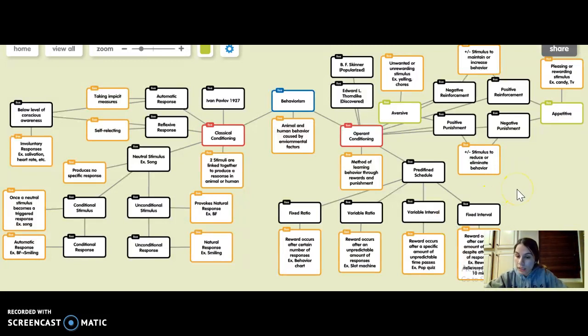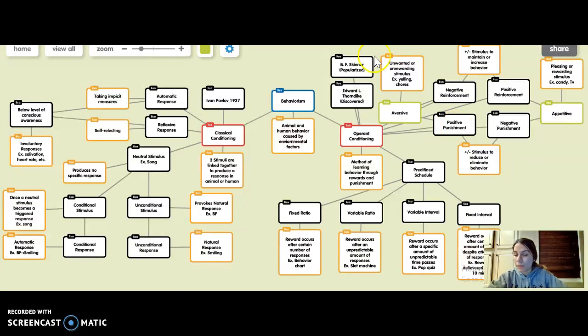The last one is fixed interval, which is a reward that occurs after a certain amount of time despite attempts or responses. So let's say the reward occurs after every 10 minutes. Within that 10-minute time frame, you can be trying to get the reward, but that reward will not come a minute earlier nor a minute later than that 10-minute time frame. Also, ratios are more effective than intervals, and variables are more effective than fixed. So the most effective one would be variable ratio.